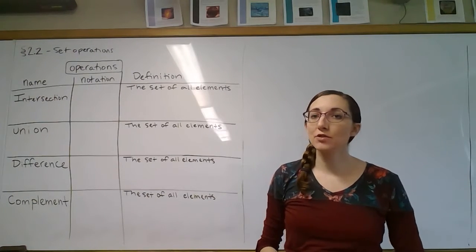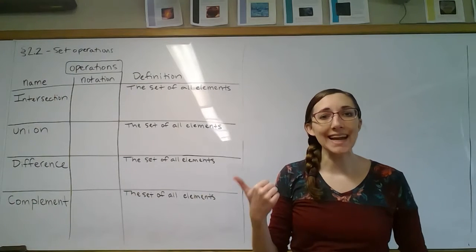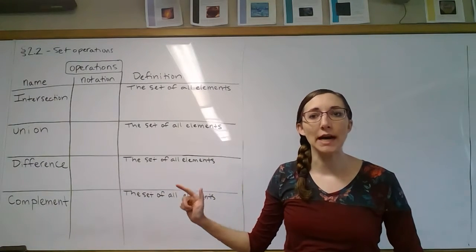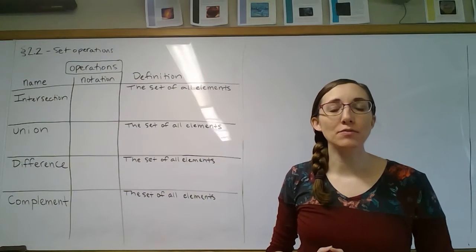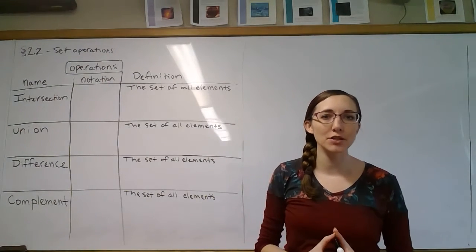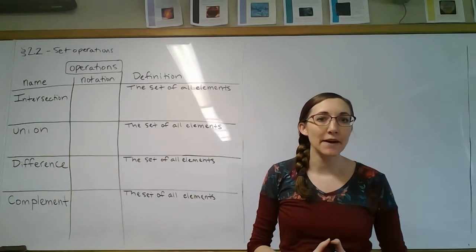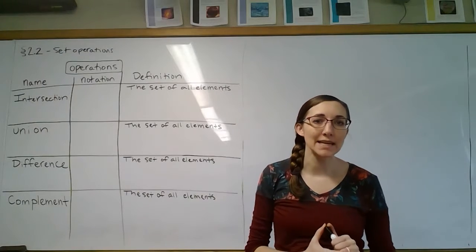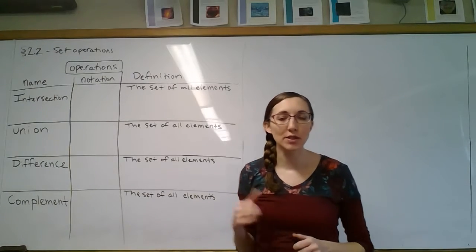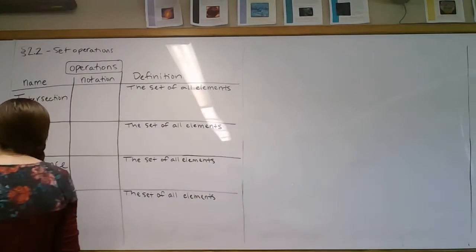So each of these, here's the 4 names. We're going to learn an intersection, a union, a difference, and a complement. They all have a special notation, so a symbol that denotes them. And then we're going to give the definition for how to tell or how to create what is in that new set. So let's go ahead and start with the intersection.